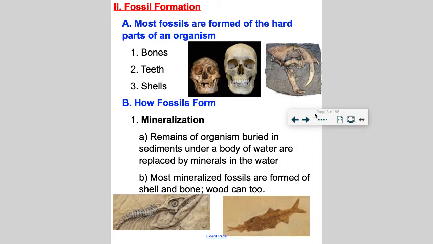So, fossil formations. Most fossils are formed from the hard parts of that organism. So bones, teeth, shells. Those are great examples of how fossils can form. In this picture here I have today's Homo sapien and then an ancestor of us. You can see that the cranial size has drastically gotten larger over the last 100,000 years.